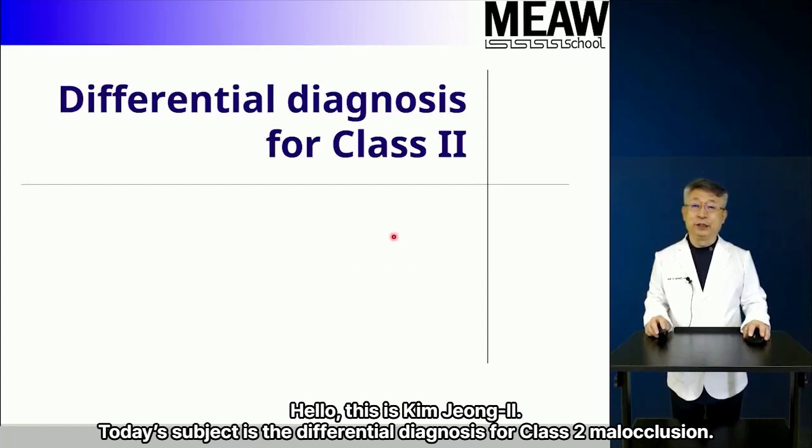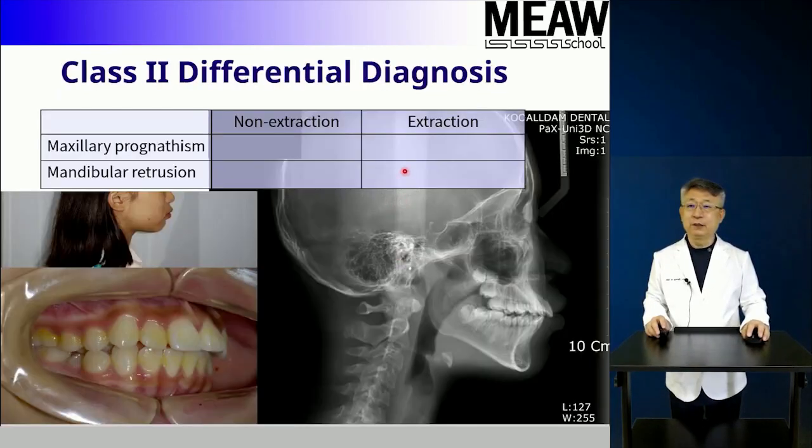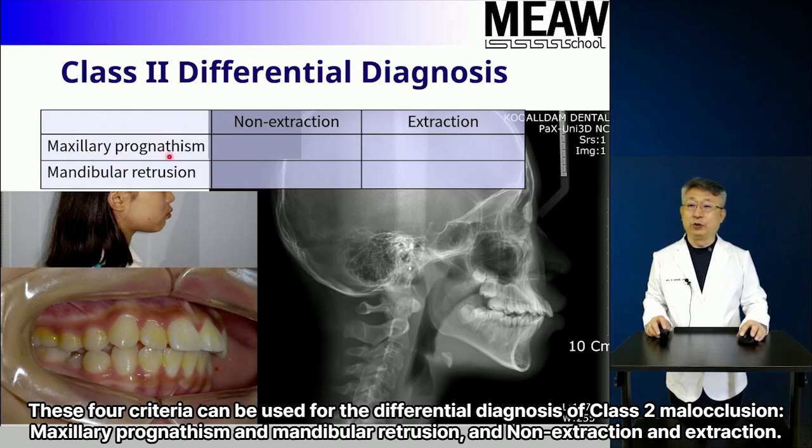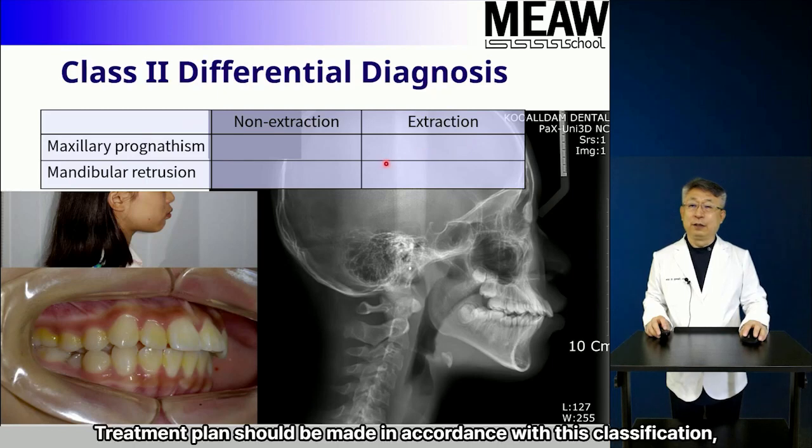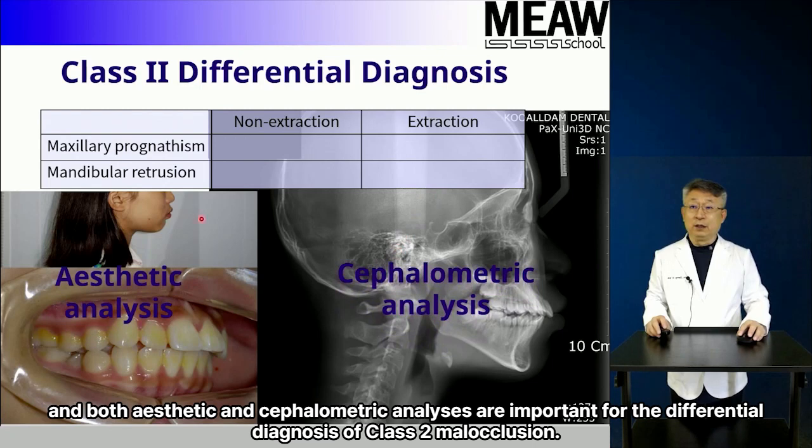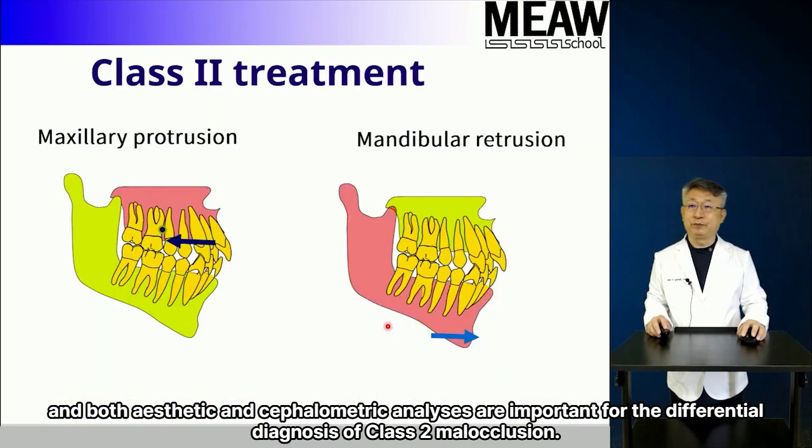Today's subject is the differential diagnosis for Class 2 malocclusion. These four criteria can be used for the differential diagnosis of Class 2 malocclusion: maxillary prognathism and mandibular retrusion, and non-extraction and extraction. Treatment plans should be made in accordance with this classification. And both aesthetic and cephalometric analyses are important for the differential diagnosis of Class 2 malocclusion.